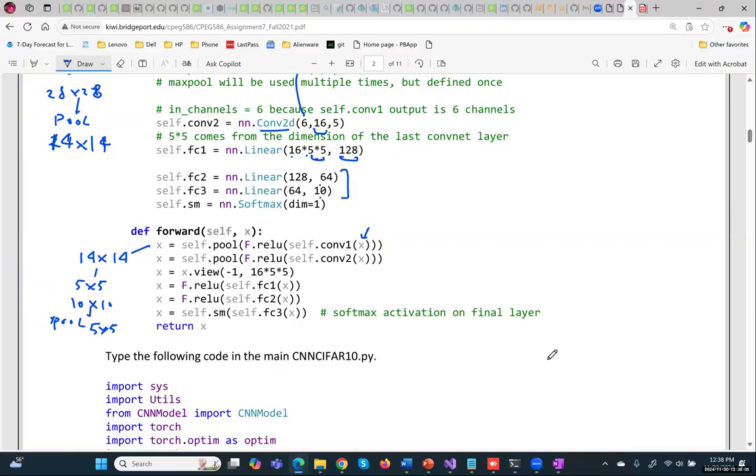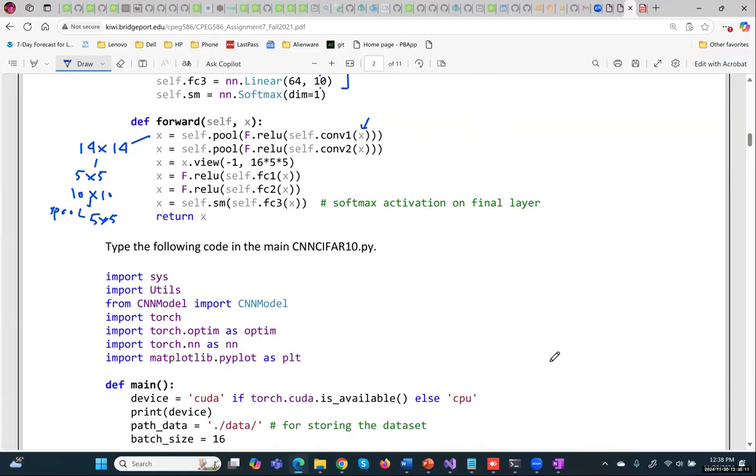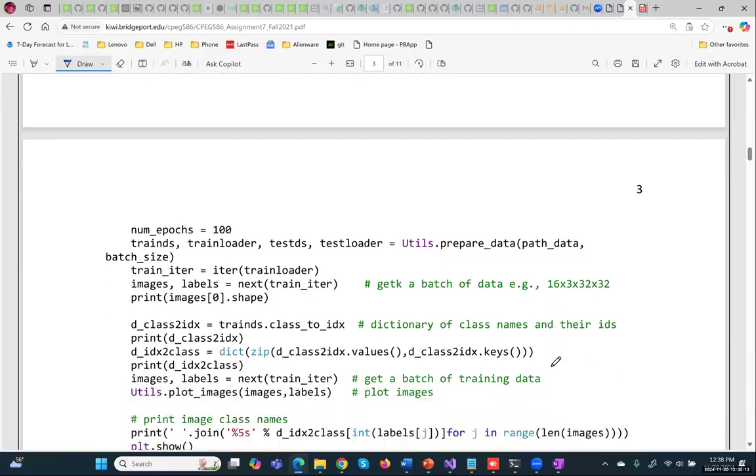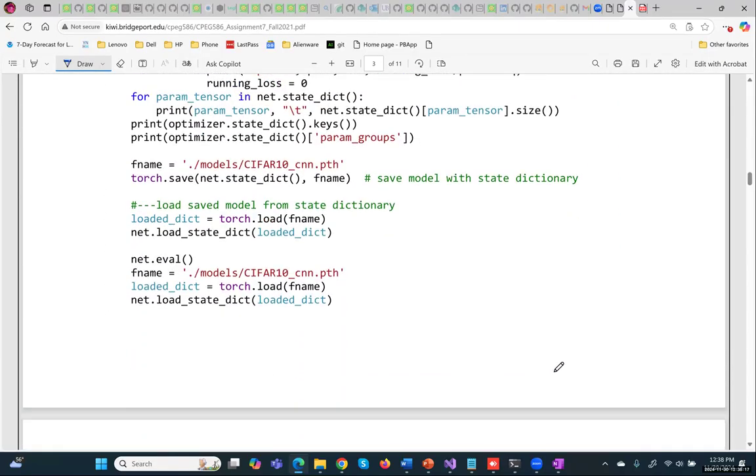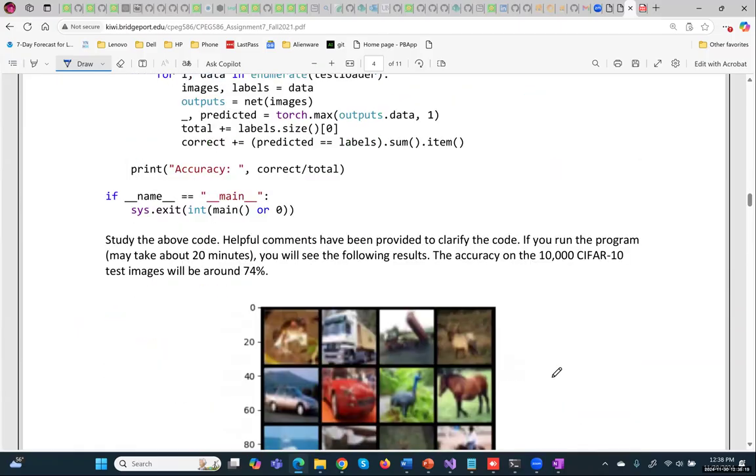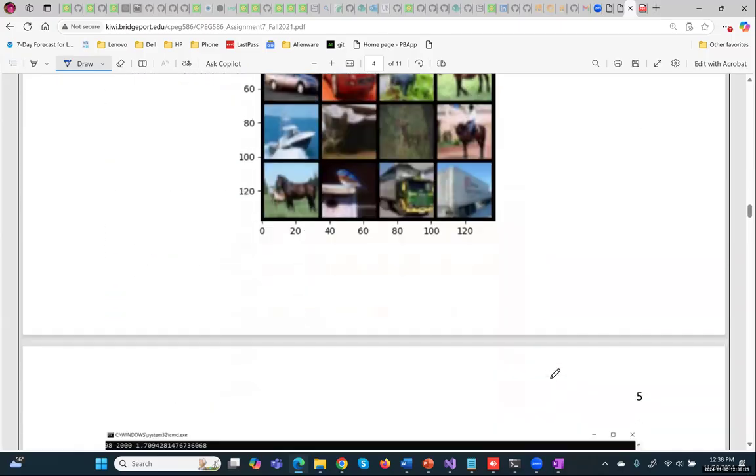Loss will be, which loss will we use? Cross entropy. And then the training loop is pretty straightforward. So as you go through it, you'll see it's pretty easy. You will test it.